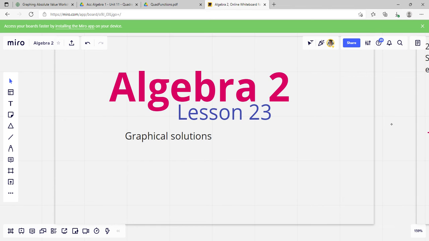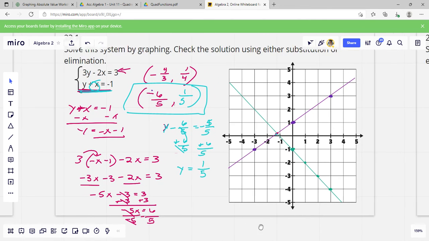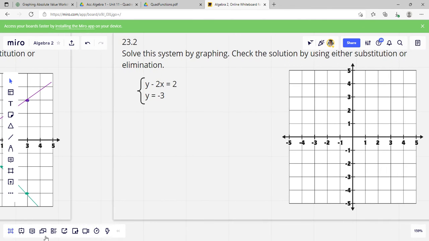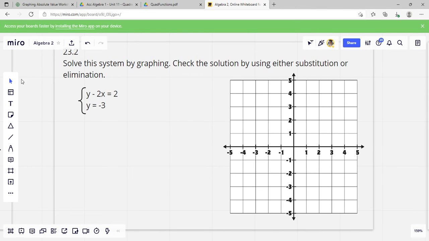Alright, let's try another one. Solve this system by graphing, and then you check your solution using elimination or substitution. Alright, so we're going to graph this one first. This top one we'll rearrange. Y minus 2x equals 2. I'm going to do plus 2x, and I'll get y equals 2x plus 2.